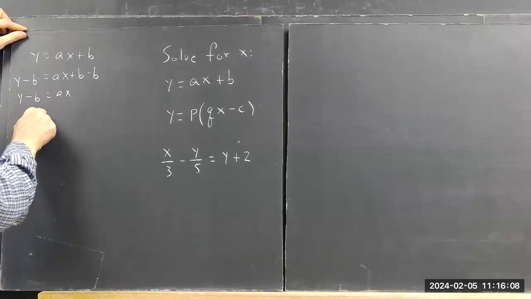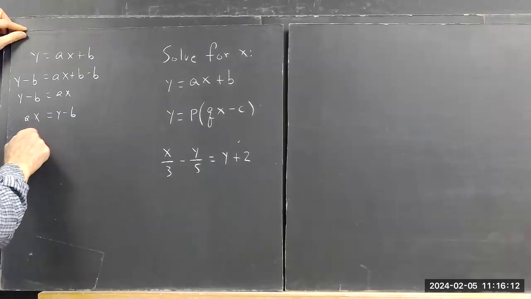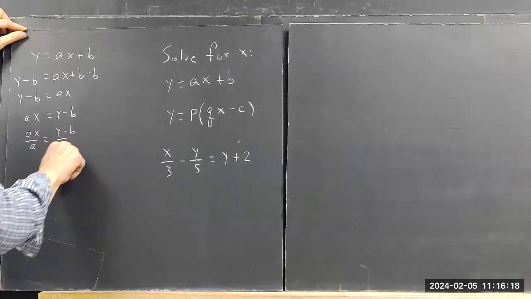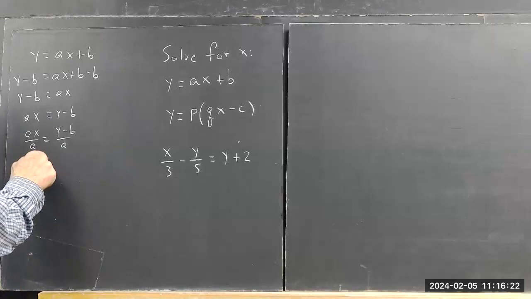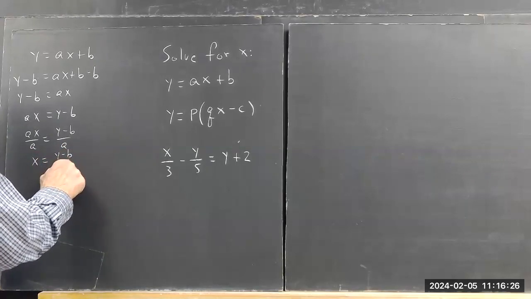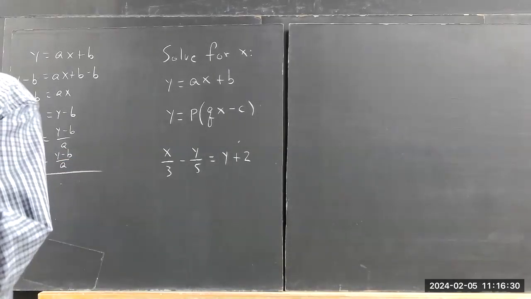I'm gonna do an extra step and switch sides. And then I'm gonna take AX and divide by A and Y minus B and divide by A. In other words, I'm gonna divide both sides by A, and it's gonna give me X equals Y minus B over A. I think everybody got that. So that's a good start. Okay.